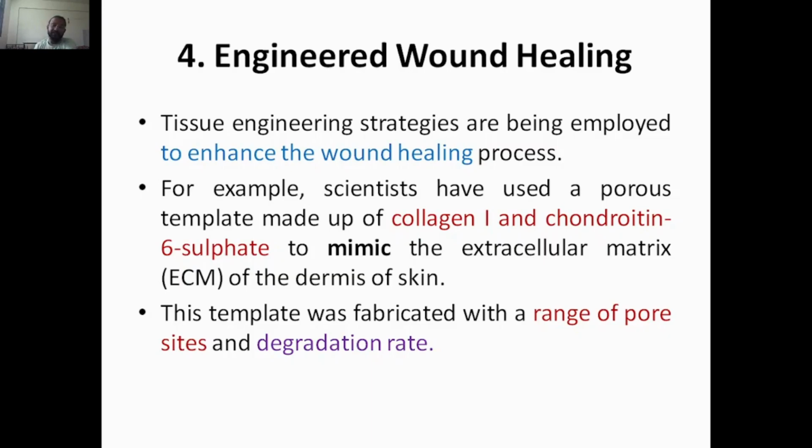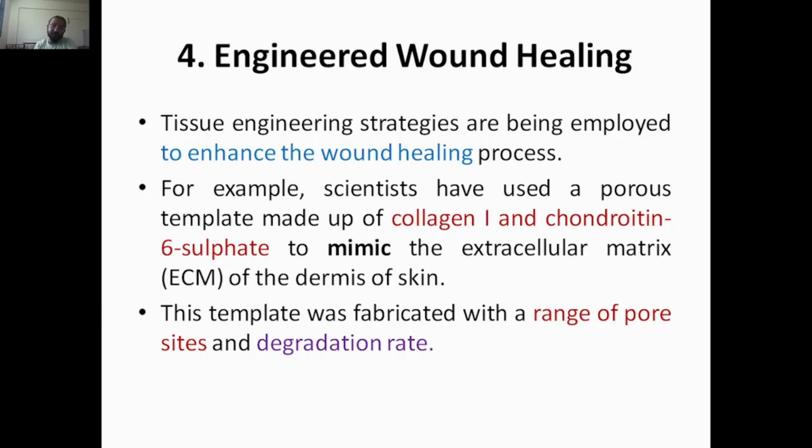So tissue engineering strategies are being employed to enhance the wound healing processes. What are the various principles or strategies employed in tissue engineering to enhance wound healing? That we can discuss here. For example, scientists have used a porous template, a template which has a large number of pores.